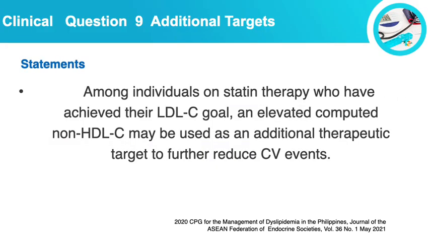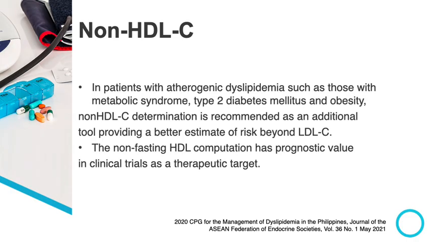So among individuals on statin therapy who have achieved LDL-C goal, an elevated computed non-HDL-C may be used as an additional therapeutic target to further reduce cardiovascular events. In patients with atherogenic dyslipidemia, such as those with metabolic syndrome, diabetes mellitus, and obesity, non-HDL-C determination is recommended as an additional tool providing a better estimate of risk beyond LDL-C. Non-fasting non-HDL-C computation has prognostic value in clinical trials as a therapeutic target.